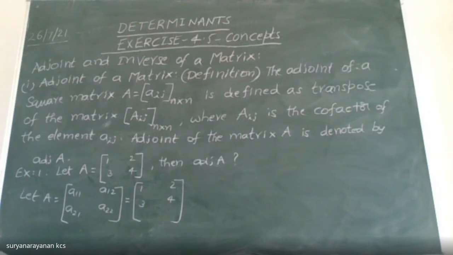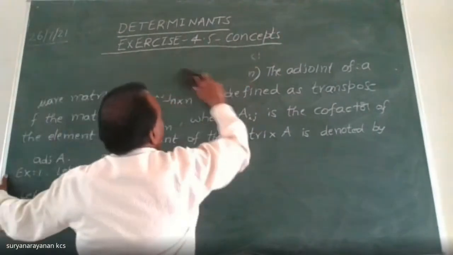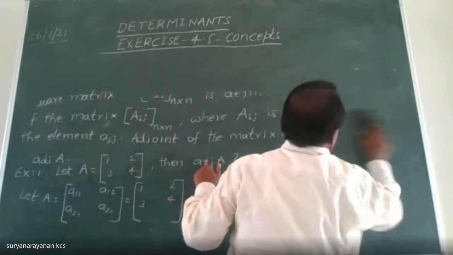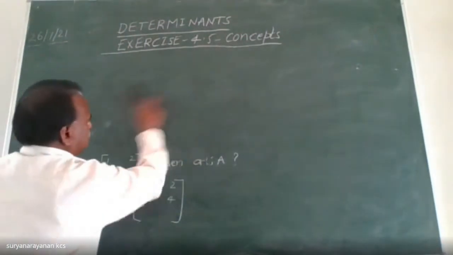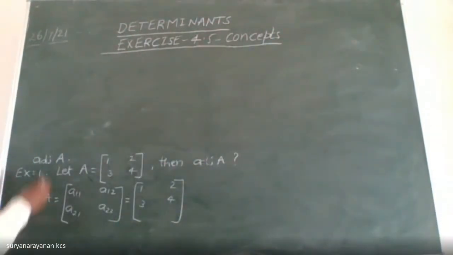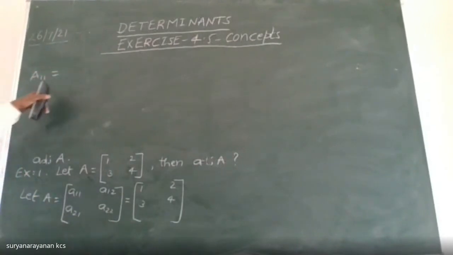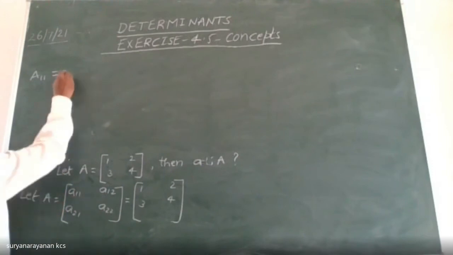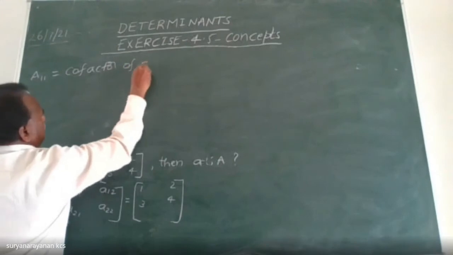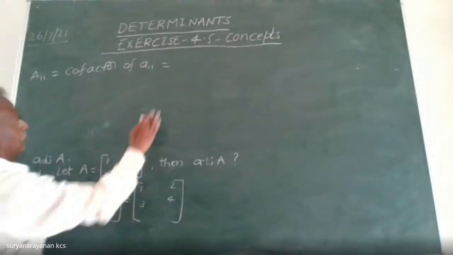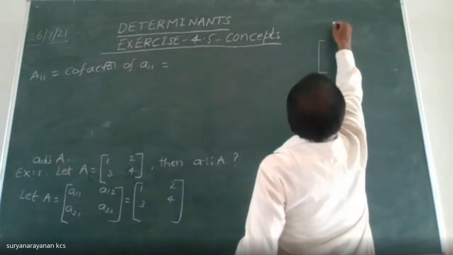Now come to the point. How to find adjoint of this matrix A. So A11 denotes the cofactor of element a11. So you have to remember this sign matrix.